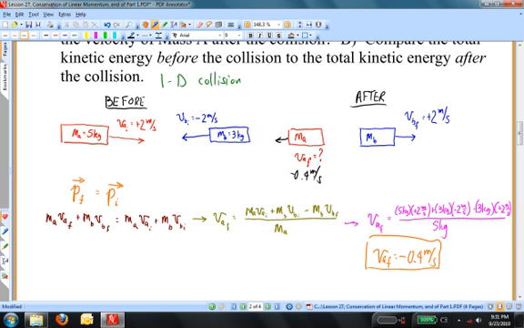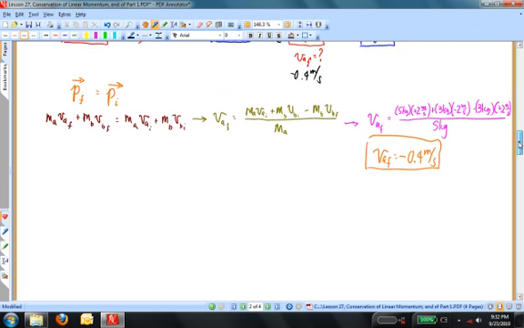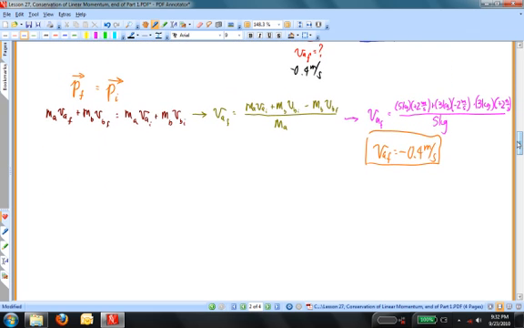Now we're looking to solve part B. We want to compare the total kinetic energy before the collision, part of it's in A, part of it's in B, with the total kinetic energy after the collision. So let's write down what the energy before is, what the energy after is, and then figure out what those numbers are. So the total initial kinetic energy is going to be equal to the initial kinetic energy of object A plus the initial kinetic energy of object B.